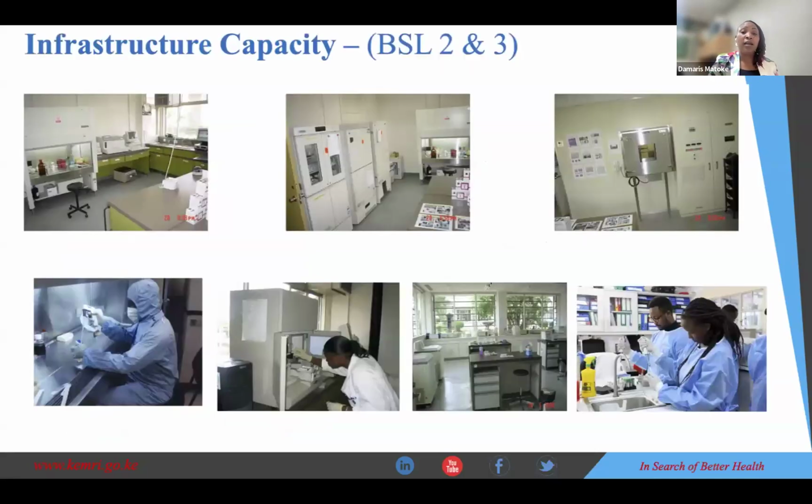That's who KEMRI is. Infrastructure-wise, we have BSL-2, BSL-3, and also enhanced BSL-3, which is able to tackle infections of pathogens such as COVID and others, the level 4 pathogens such as the various arboviruses. And we have human resource capacity because we also have a graduate school that keeps training people, both short and long-term courses.